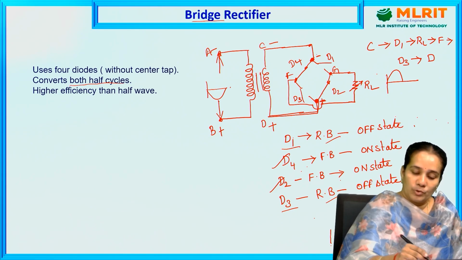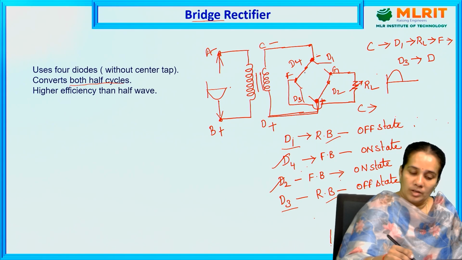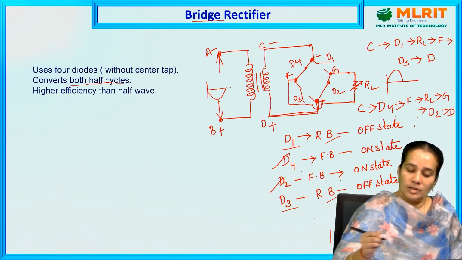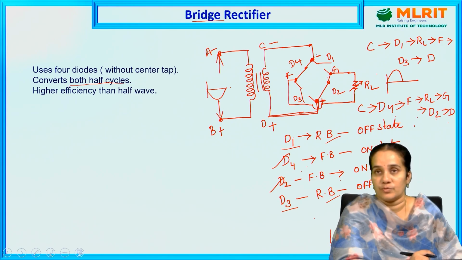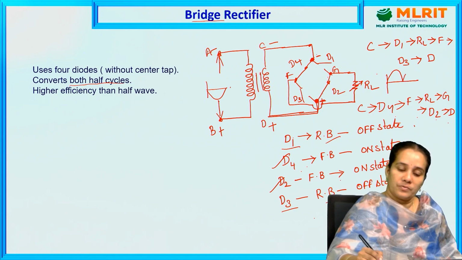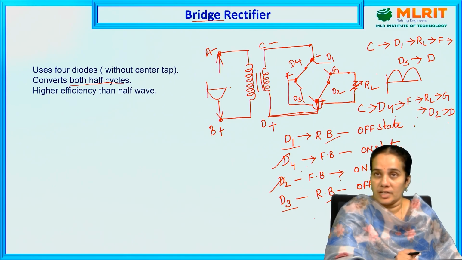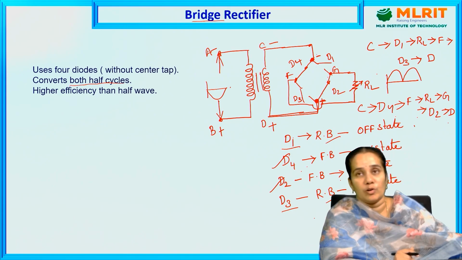The current will flow from C to D4, D4 to F, F to the load resistance to G, G to diode D2, and diode D2 to D. So here the output has a 180 degrees phase shift. So if you apply the negative half cycle, the output becomes a positive half cycle. So it rectifies both the positive half cycle and the negative half cycle. So here the efficiency will also increase.